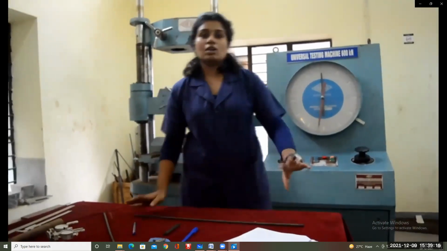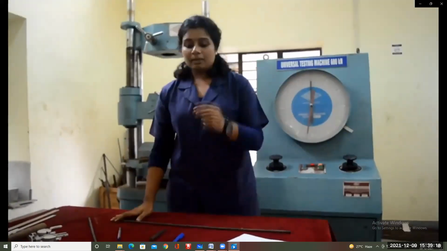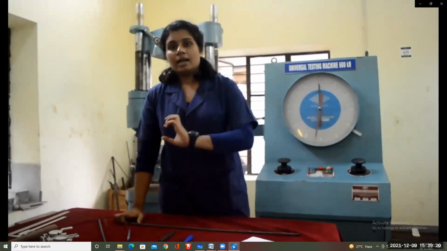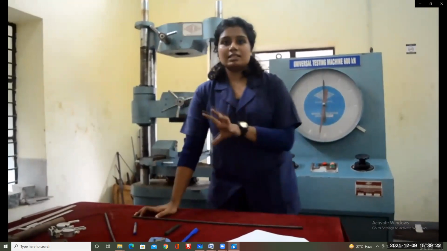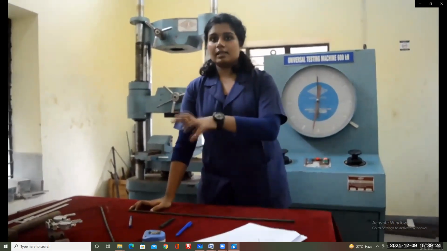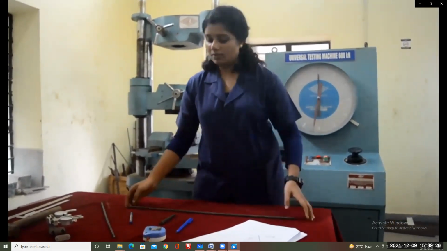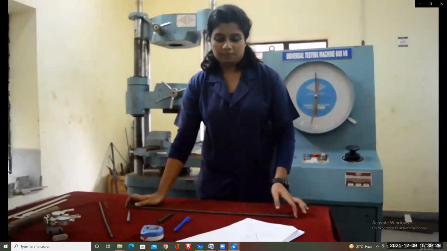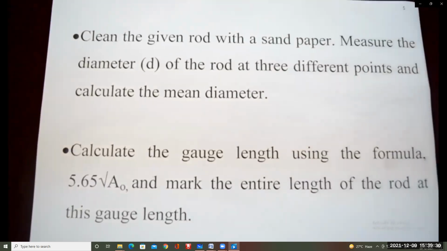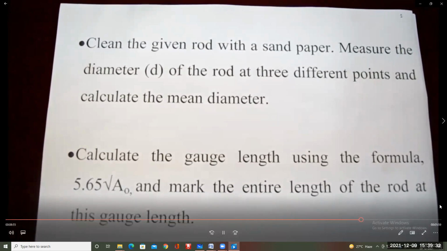Now the percentage elongation can be found out by measuring the final gauge length. The final gauge length minus the initial gauge length, divided by the initial gauge length and expressed in percentage, will give you the percentage elongation. Now we can conclude our experiment. These are the procedures to be followed.